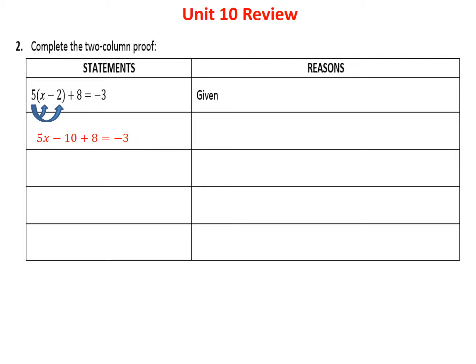What property did I use? What allowed me to do that? That was the distributive property. Next, I might look on the left and the right side and see if there are any terms to combine, and I notice here negative 10 and 8 can be combined. Negative 10 plus 8 is negative 2. So we write down 5x minus 2 equals minus 3. What was the property there? I simply call that combining like terms. Remember, you can only combine on one side or the other side. You don't combine across the equal sign.